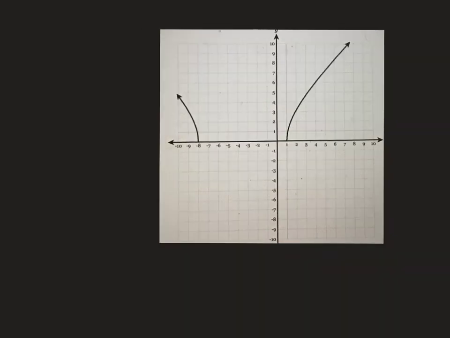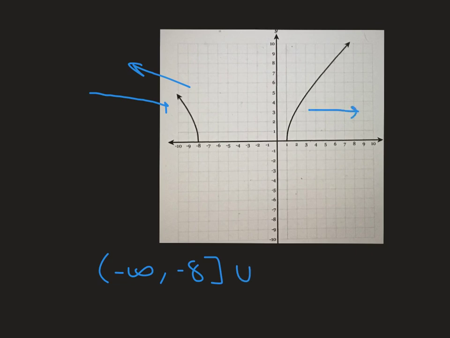All right, this one's got 2 pieces, and so you got to write the 2 pieces. This part right here, remember, left to right. It's going from negative infinity until it gets to negative 8. So I'm going to say, okay, the domain is from negative infinity to negative 8. It does touch the negative 8. And then there's a second part, which goes from 1, and it's going right forever. So I'm going to say it's going from 1 to forever. And that's how I'd write that.